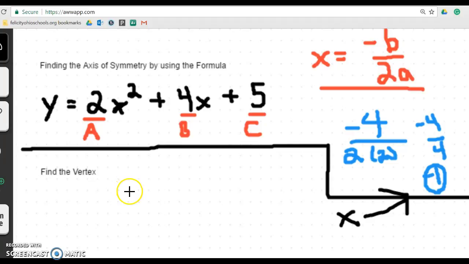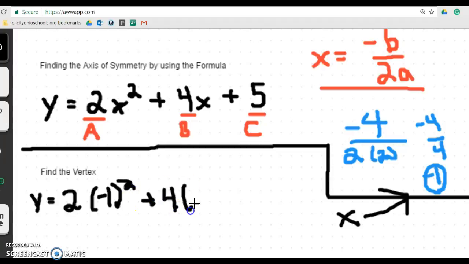Now to find the vertex, we need to find the y. And so to find the y, we're going to plug the x in. So we know our x is negative 1. So we're going to have y equals 2 times negative 1 squared plus 4 times negative 1 plus 5. So we know that negative 1 squared means negative 1 times negative 1. So negative 1 times negative 1 actually becomes a positive 1. And positive 1 times 2 is 2.